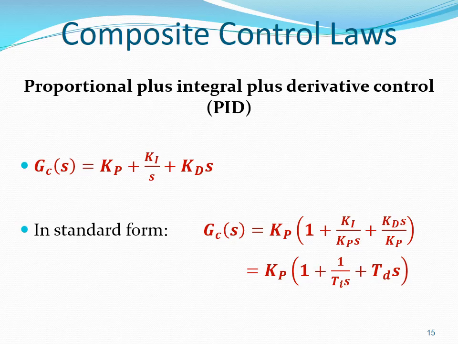For proportional plus integral plus derivative control, known as PID control, the controller TF equals Kp plus Ki over S plus Kd s. In standard form, this TF is equal to Kp(1 + Ki/(Kp s) + Kd s/Kp). This is equivalent to Kp(1 + 1/(Ti s) + Td s).